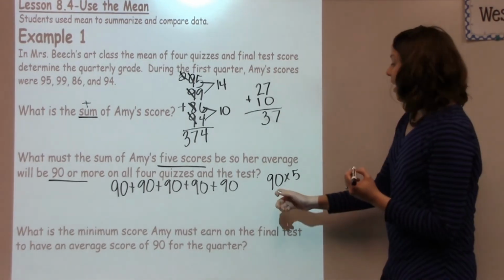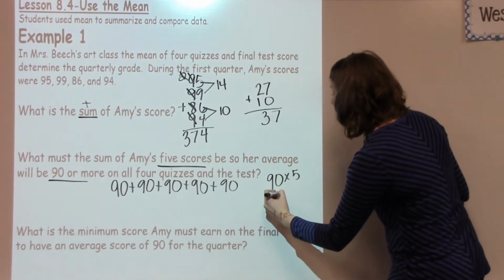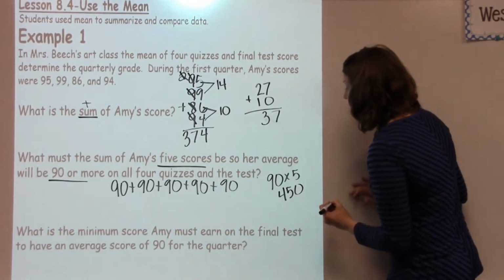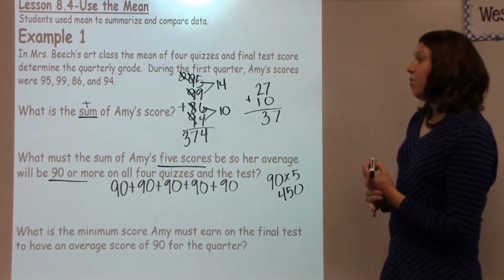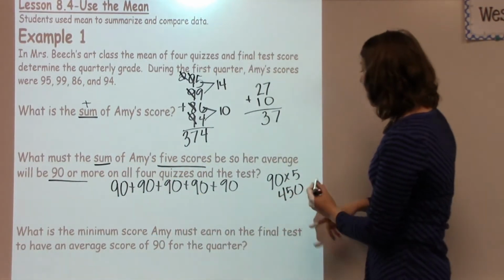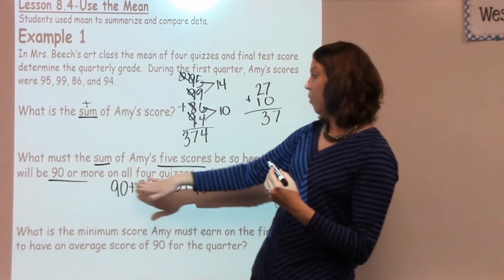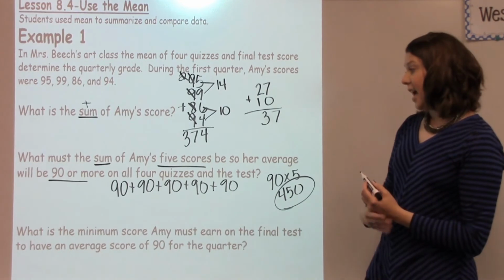Now when I look at this, I see a really quick multiplication fact that I already know. I know 9 times 5 is 45. Add a 0 for 450. So what is the sum of all the scores that Amy needs? Well, Amy needs 450 to be her sum for the 90 or more on all 4 quizzes and her test.